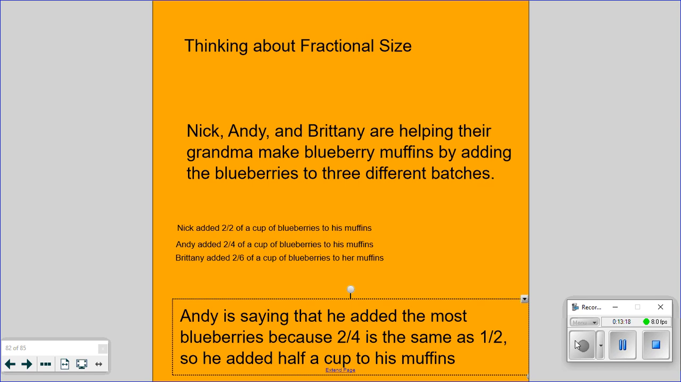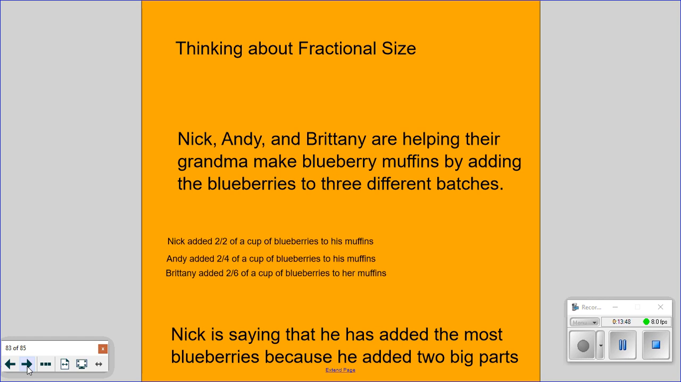In both Andy and Brittany, they've got 2 of something. Andy had 2 1/4 cups, and Brittany had 2 1/6 cups. But are 1/4 cups and 1/6 cups the same size? No. So even though they both had 2 of those cups, they weren't the same size. 1/6 cups are smaller. Those are smaller pieces. All right, we've heard from Brittany. We have heard from Andy.